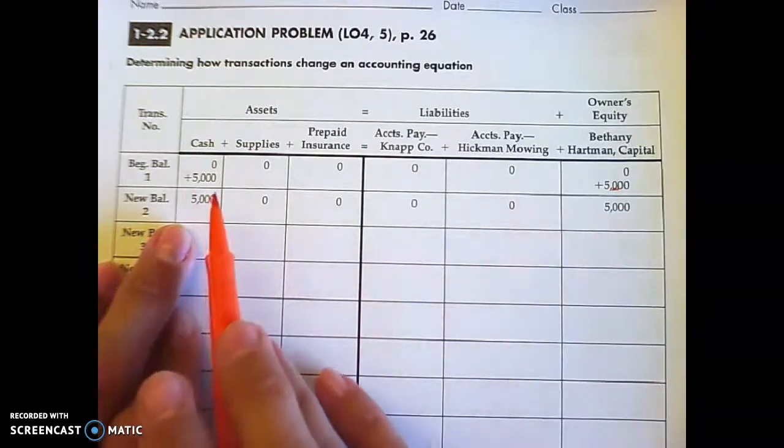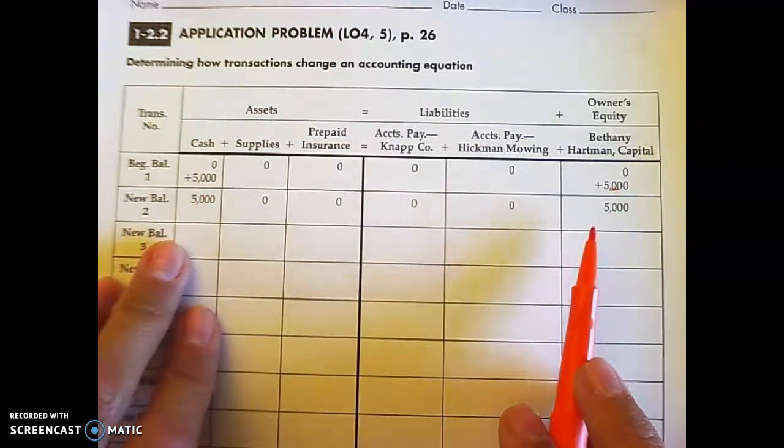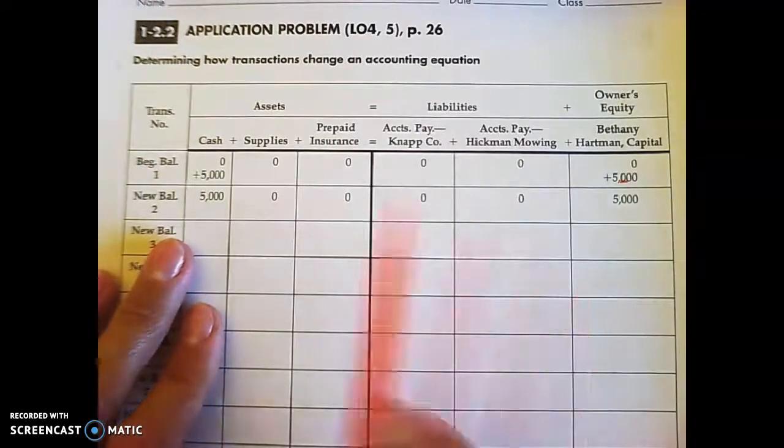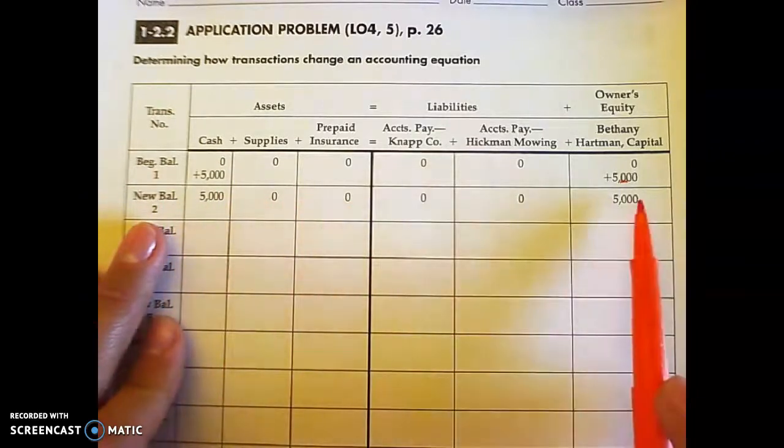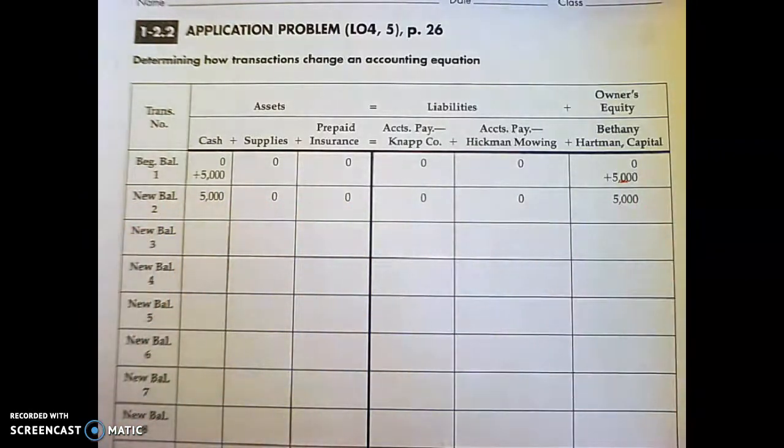We have $5,000 on the left side, $5,000 on the right side. And we're going to write this in a certain way. You can see our balance right up here where it says new balance. The rest all have zeros. So we're going to record this in a certain way. Make sure you do it exactly how I do.